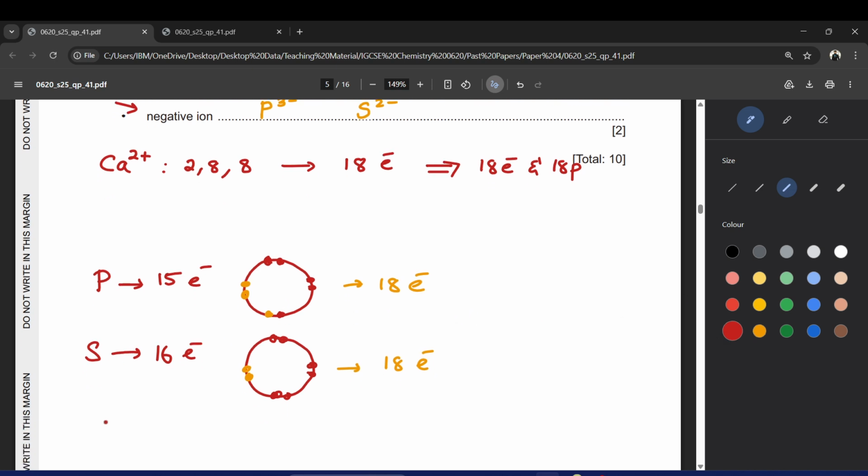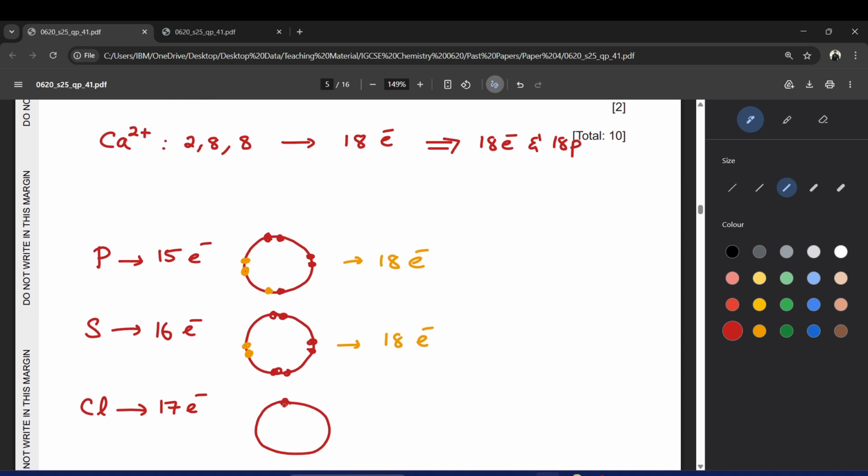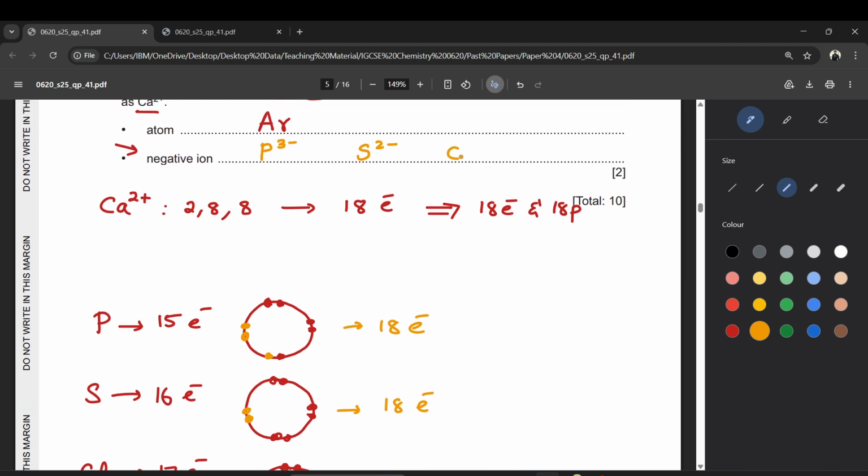The last possibility could be chlorine. Chlorine has 17 electrons. So if I draw the structure, it has 7 electrons in its outer shell. It just needs 1 electron so that it can get the electronic configuration of 18. So that means this one would be Cl negative. Because chlorine has gained one electron, it will get one negative charge.